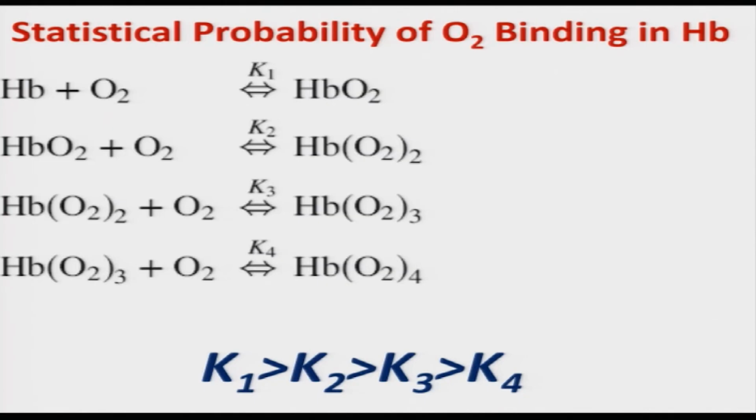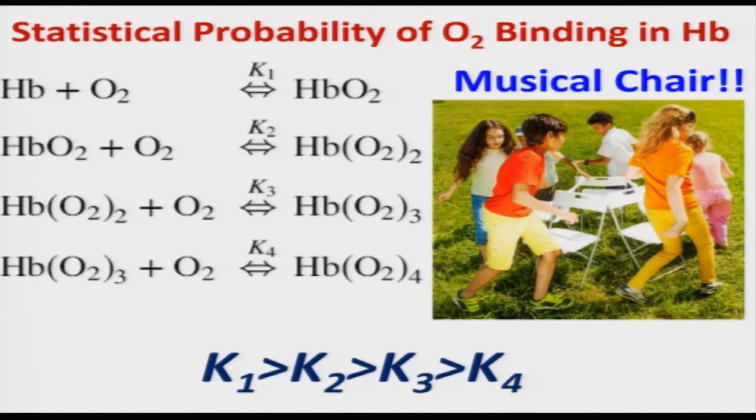Okay. So, this is what one can get out of just statistical probability, and one can easily see this if you look at the musical chair. In the musical chair, if you have four chairs and you occupy one chair, then the next person can only occupy one out of the remaining three, the next can occupy one out of just two, and the last one can occupy the only remaining chair. This is what you observe in the musical chair.